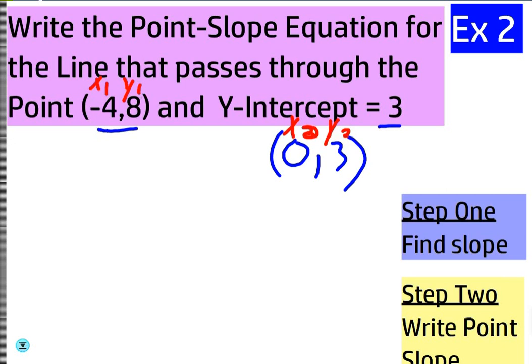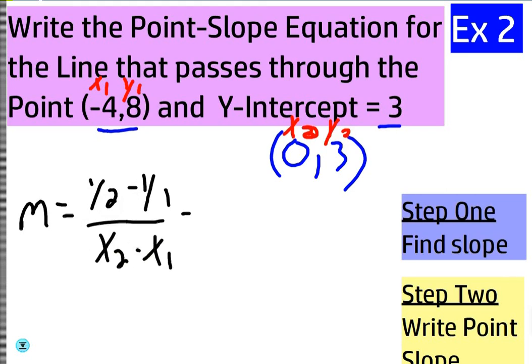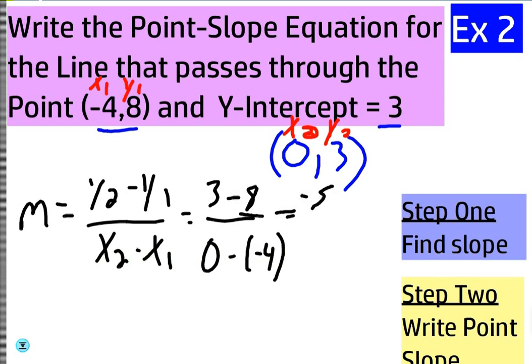All right, I'm going to find my slope real quick. m equals y2 minus y1 over x2 minus x1, equals 3 minus 8 over 0 minus negative 4, equals negative 5 over positive 4, because it's 0 plus 4. There's your slope, negative 5 over 4.